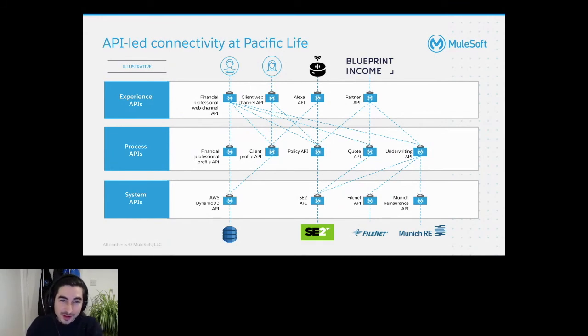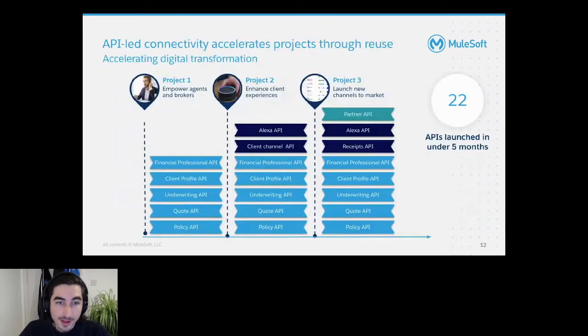We usually take around 40 minutes to this session when we talk with business. But just to close the idea, the first project is going to take a lot of time. It will take the same time as building in the monolith, for example, and you will build all these different APIs: financial professional API, client profile API, underwriting API, quote API, and policy API. But at the moment that you go to the second project, what you need to do is to build on top of what you created.